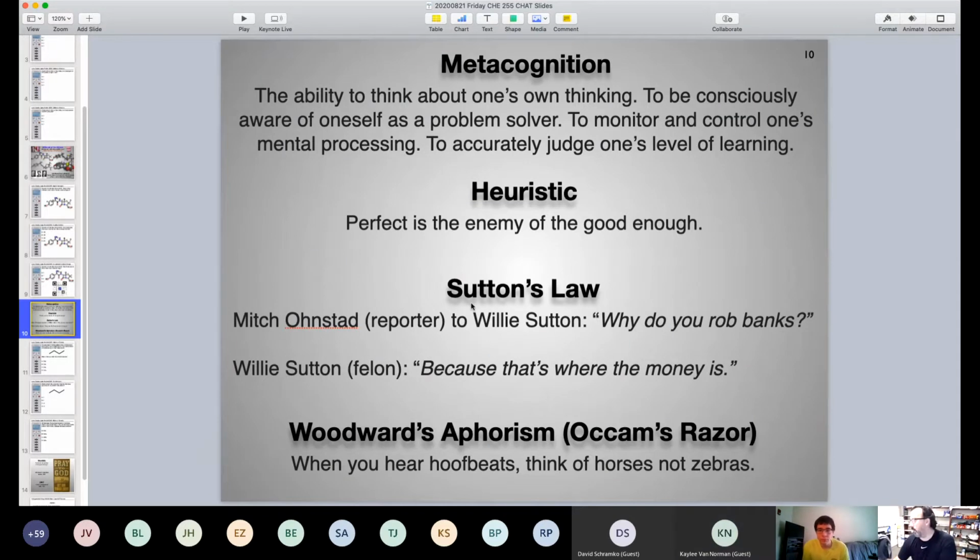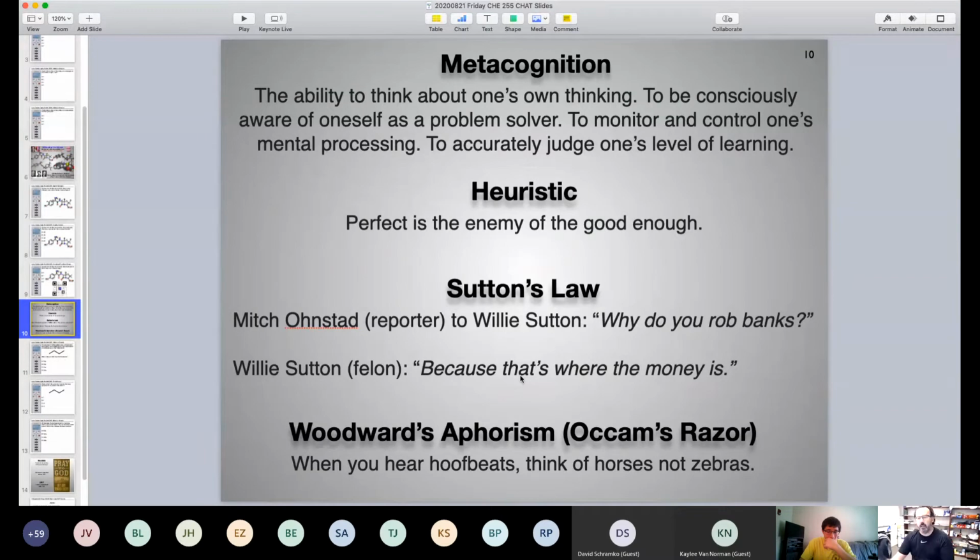Here's another thing, Sutton's Law. A reporter asked this bank robber, "Why do you rob banks?" The felon responded, "Because that's where the money is." So the reporter was presumably asking for some other reason, and the felon interpreted the question quite literally. The money is in the bank, that's why I'm robbing it. The reporter was probably asking about, what is your pathology?